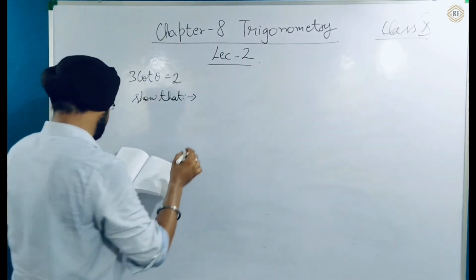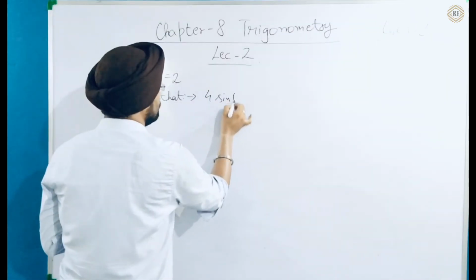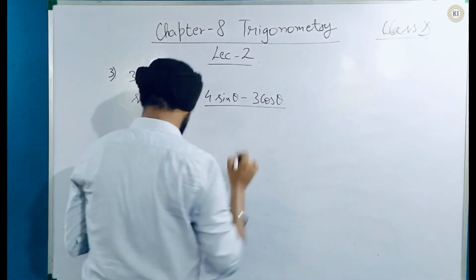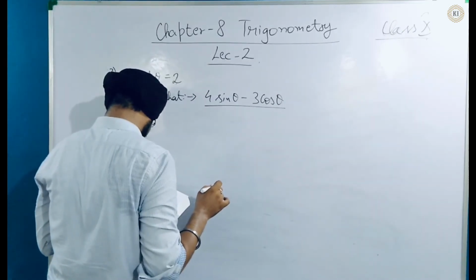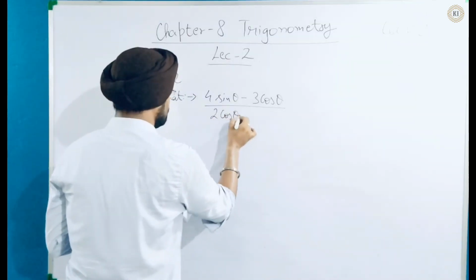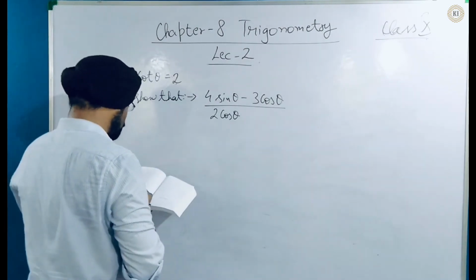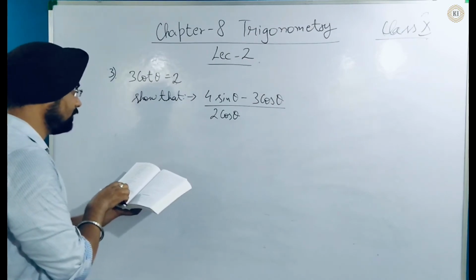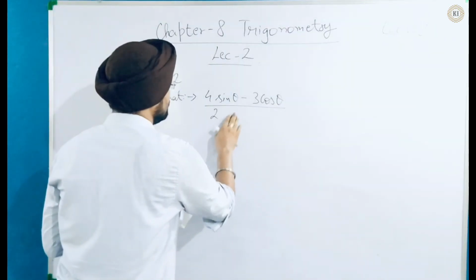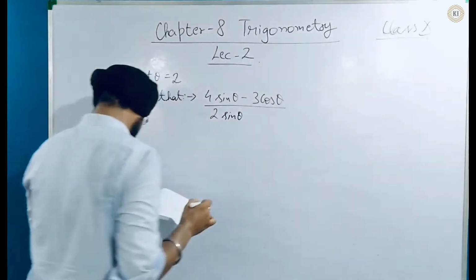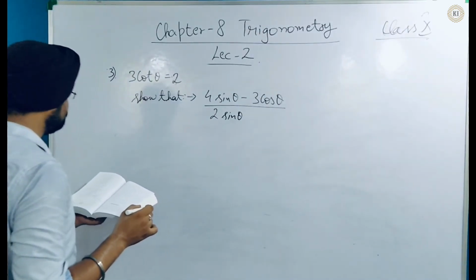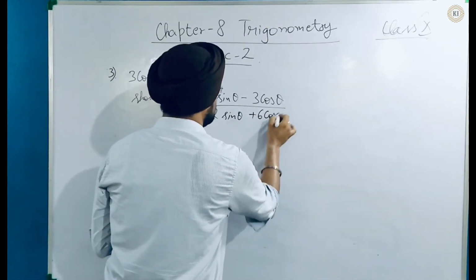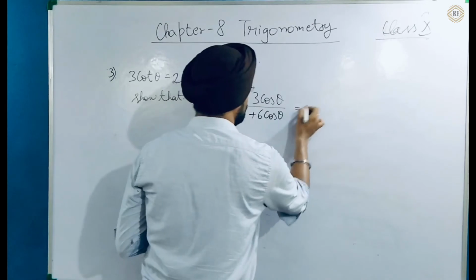We have to show that (4 sin theta minus 3 cos theta) upon (2 sin theta plus 6 cos theta) will be equal to 1 upon 3.